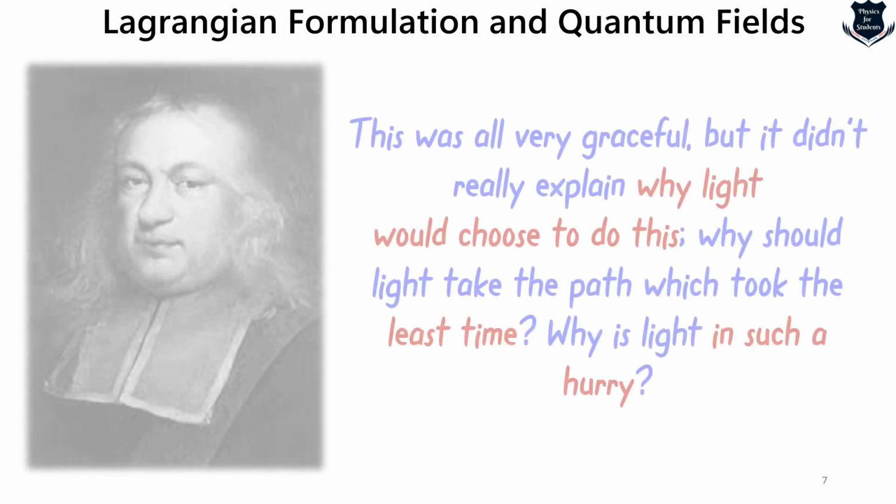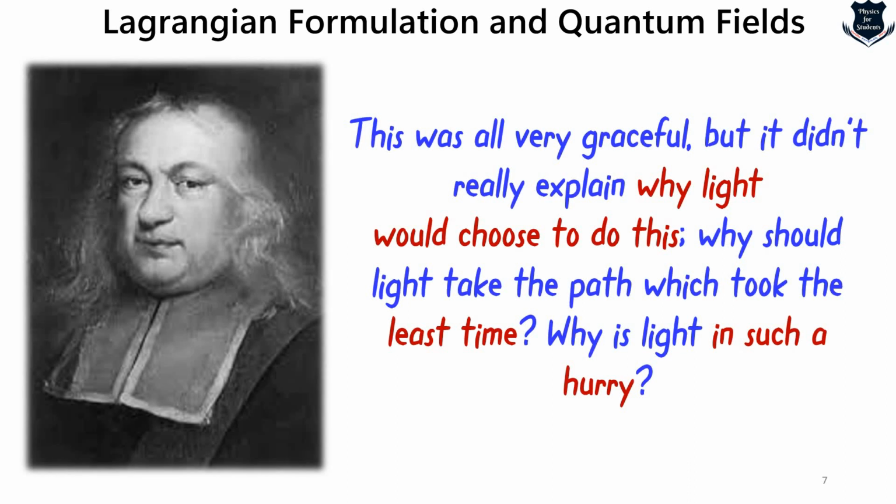What is more interesting is that this was very graceful. We know that it did not really explain why light would choose to do this. I mean to say, why should light take the path which takes the least time, and why is light in such a hurry? So Fermat's principle of least time seems like it is telling us something, but at first sight it looks to be very unhelpful.